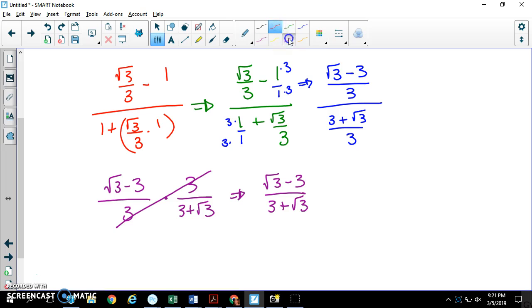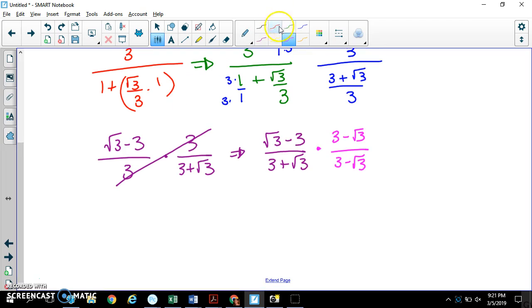Now we just need to rationalize this. So I'm going to multiply by the conjugate of this denominator. This is 3 plus square root 3, so I need to multiply by 3 minus square root 3 over 3 minus square root 3. I do that to both top and bottom. Okay, so here we go. We're going to FOIL. I've got square root 3 times 3, so that gets me 3 square root 3. Square root 3 times negative square root 3 gets me negative 3. Negative 3 times 3 gets me negative 9. And negative 3 times negative square root 3 is going to get me positive 3 square root 3.